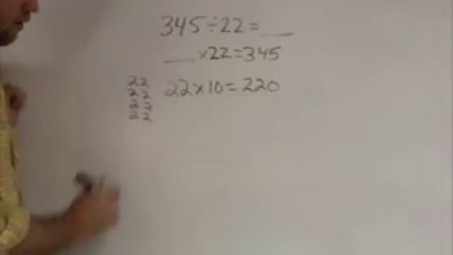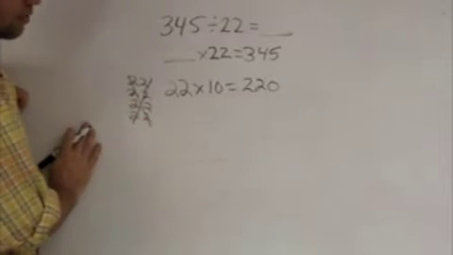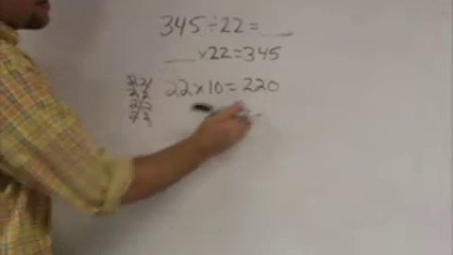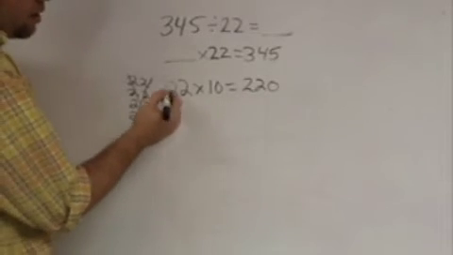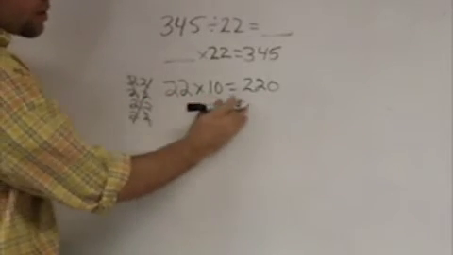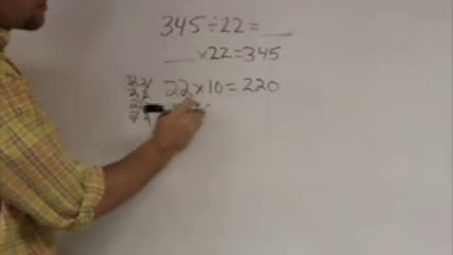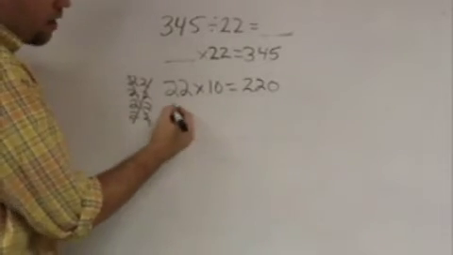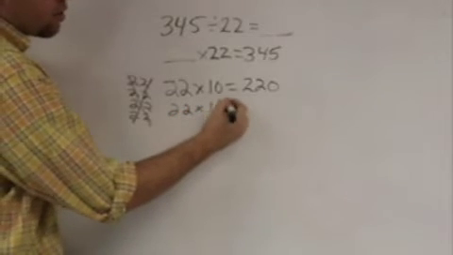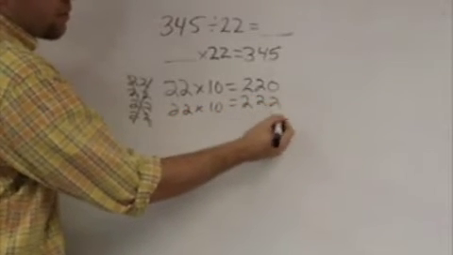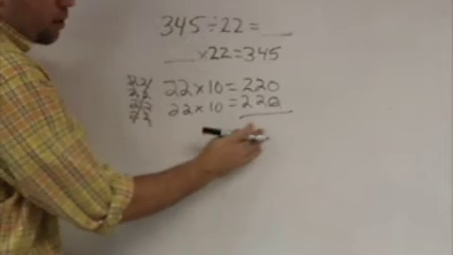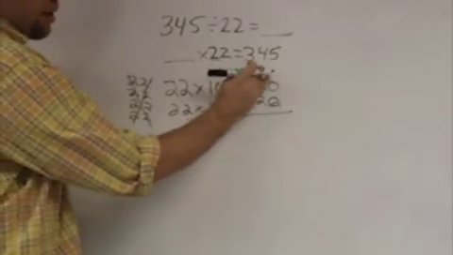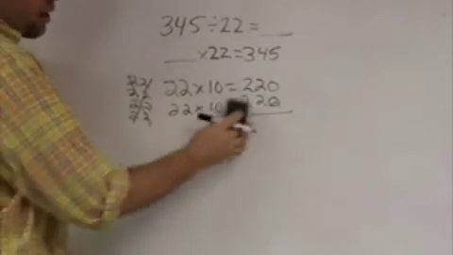But that's going to be very time-consuming. We don't want to take much time. Mathematicians want to make things as easy and as simple as possible. So here, if we have 10 groups of 22, we get 220. I still need to go up more. If I do another 10 groups of 22, then that will actually equal 440. That's too much. That's too high. I don't need to go that high.